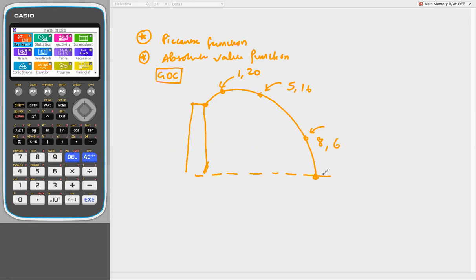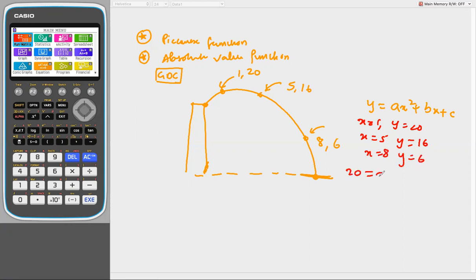And of course, after that, you have to find out at what time it lands on the ground, assuming that the height becomes 0. So the equation for a quadratic is ax squared plus bx plus c, and it passes through 3 coordinates. Since it passes through the 3 coordinates, it must fulfill the equation. So when I take x as 1, my y should be 20. When I take x as 5, my y should be 16. When I take x as 8, y is 6.